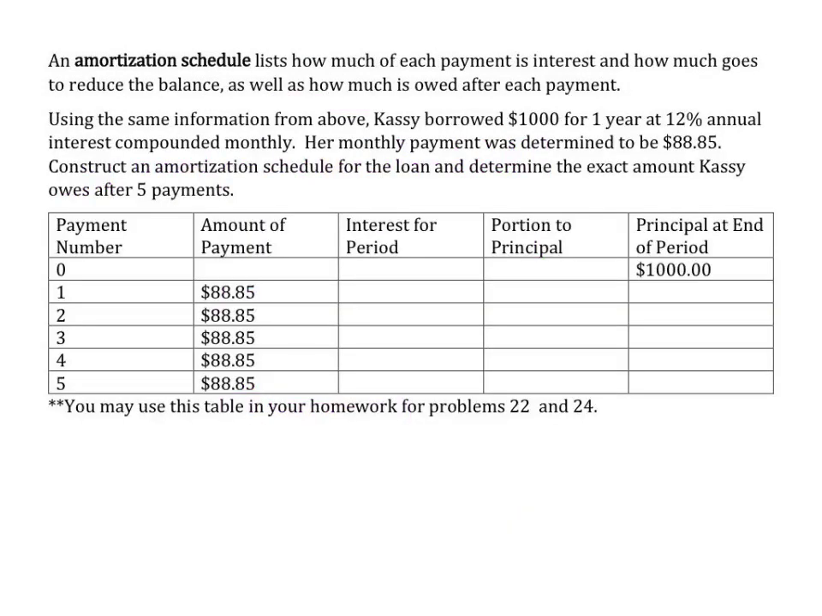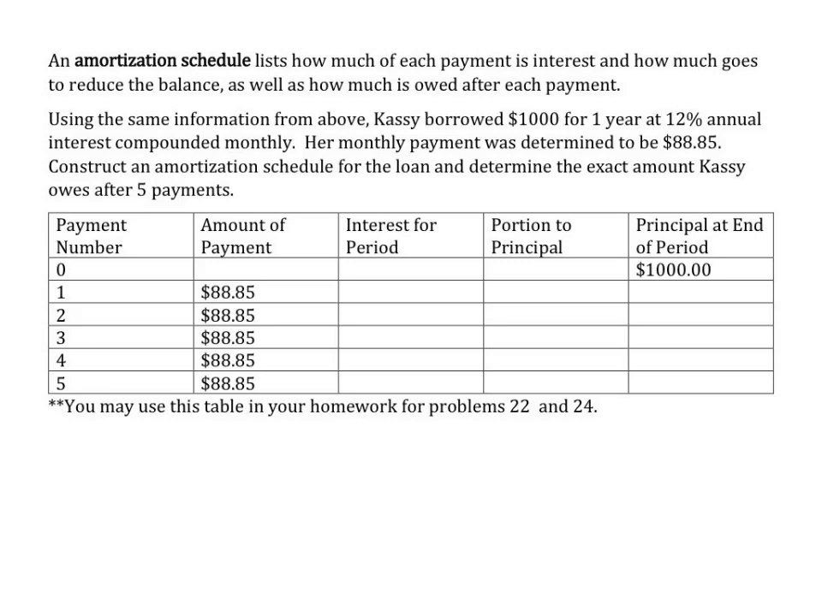So an amortization schedule lists how much of each payment is interest and how much goes to reduce the balance, as well as how much is owed after each payment. So if you ever get a home loan or you have a car loan, you may end up getting one of these schedules, so you can keep track of how much of your payment is actually going to principal, how much you're paying in interest, etc. So it's a good table to keep around so you can get an idea of where you're at in your loan.